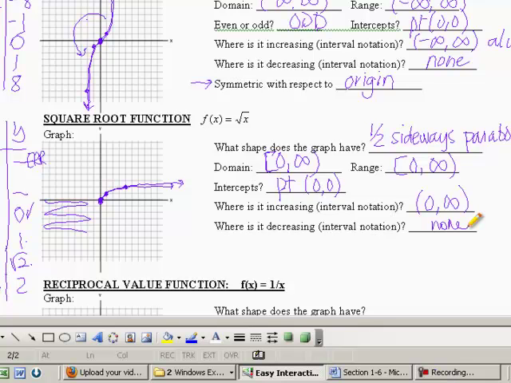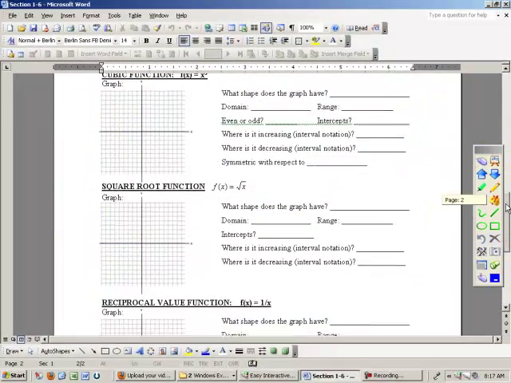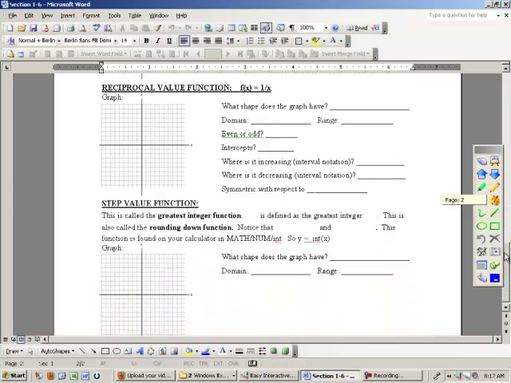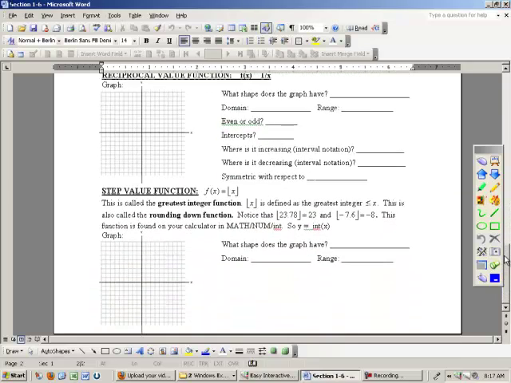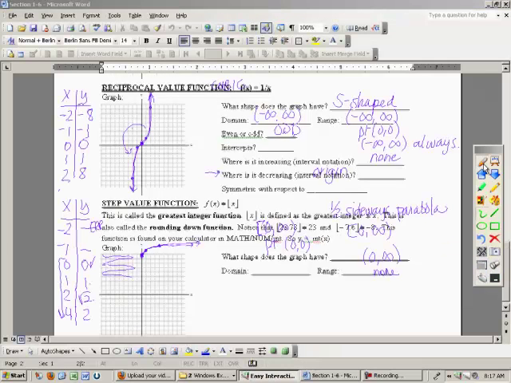Okay, so we're through 6 of the graphs, and I hope by this point in time you're starting to see the idea of domain and range and where intercepts are and increasing and decreasing. We're going to do the last 2. And then if you have questions or concerns, anything like that, we'll talk about them in class tomorrow. Get rid of this stuff.